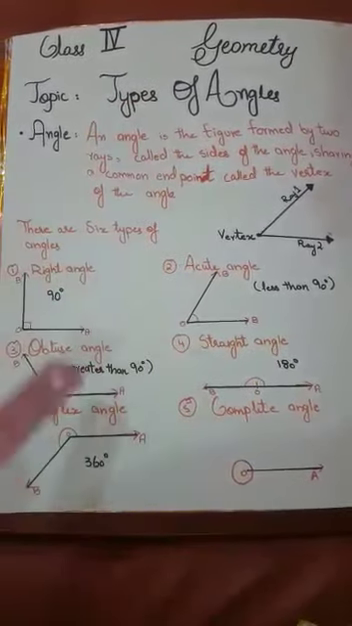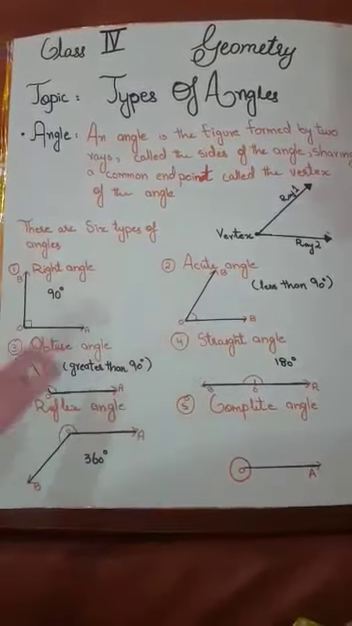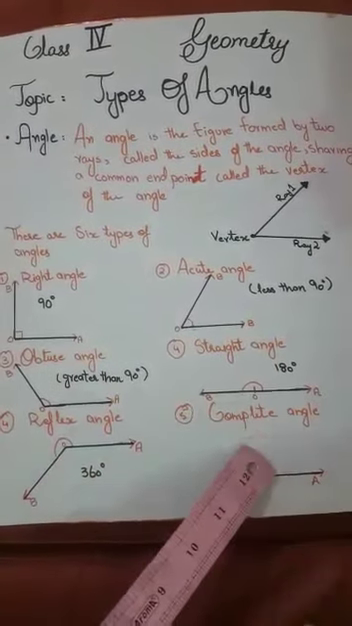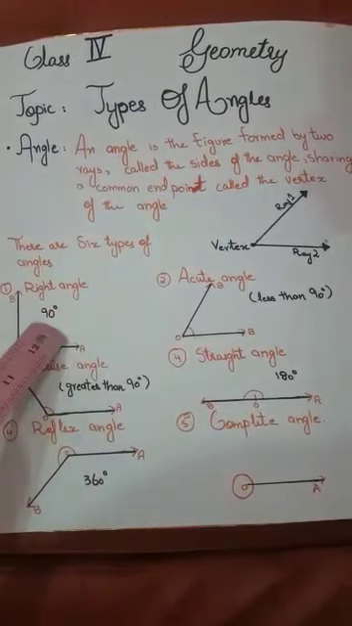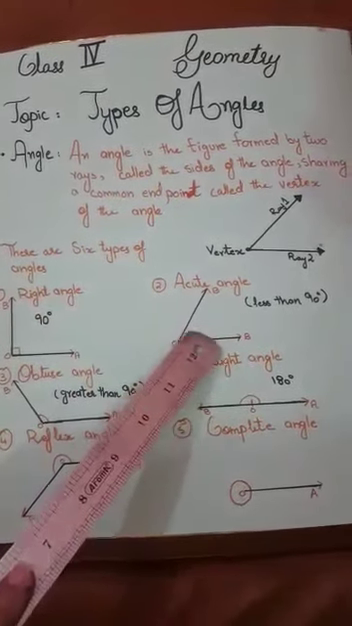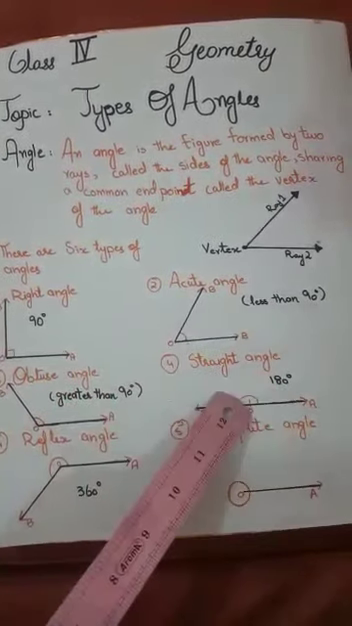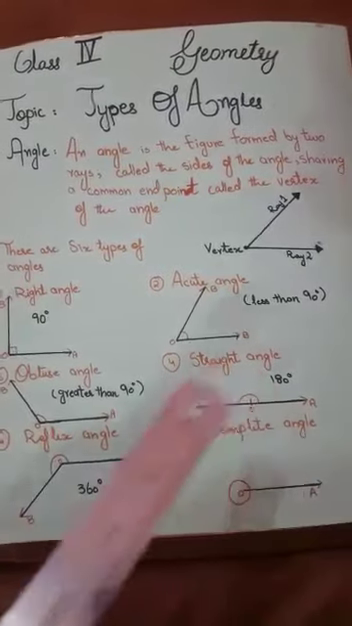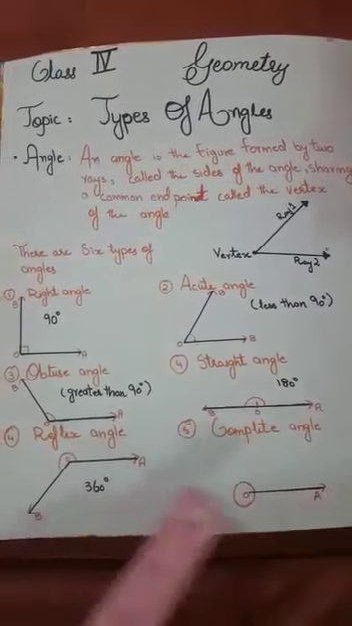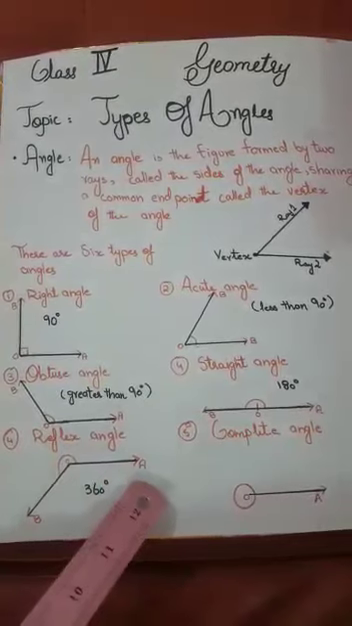Once more I can repeat. First, right angle, acute angle, obtuse angle, straight angle, reflex angle and complete angle. A right angle always measures 90 degrees. An acute angle always measures less than 90 degrees. An obtuse angle always measures greater than 90 degrees. A straight angle always measures 180 degrees. A reflex angle always measures 180 degrees up to 360 degrees. And the complete angle shows the straight line. These are all the types of angles.